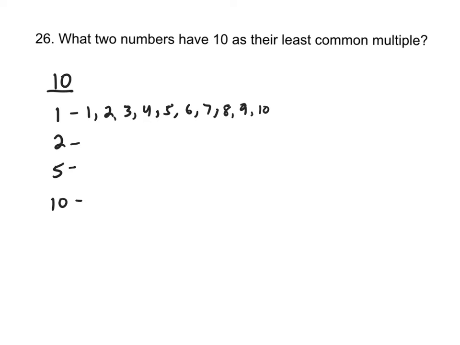And I'm stopping here at 10. Oops, I'm going to erase that. Make that look a little nicer. We're going to stop here at 10 because it's asking which two numbers have 10 as their least common multiple. All right, now let's do the multiples of 2. 2 times 1 is 2. 2 times 2 is 4. 2 times 3 is 6. 2 times 4 is 8. And then 2 times 5 is 10. We're going to stop there.